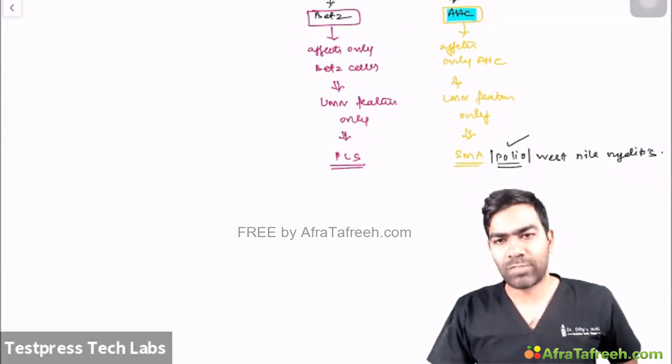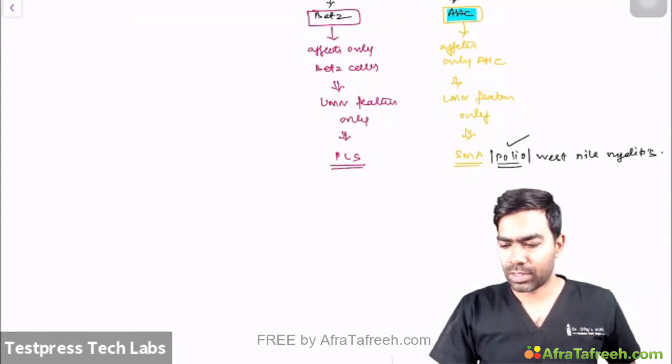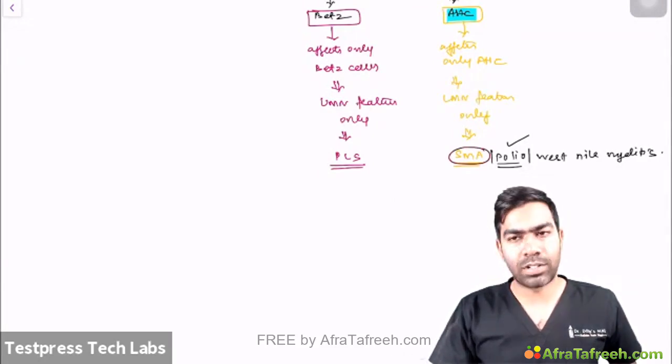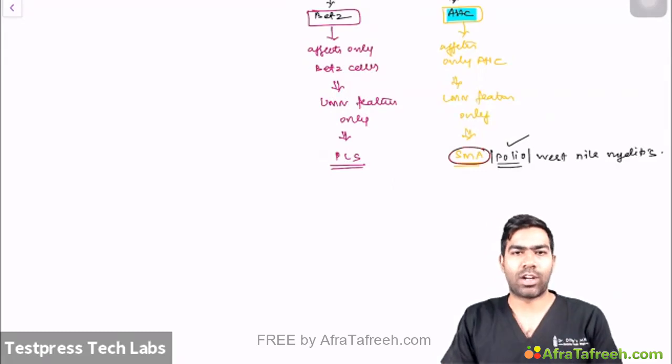So that is why these are motor neuron disorders again. So remember, SMA stands for spinal muscular atrophy. Somebody is asking what is SMA. SMA stands for spinal muscular atrophy.